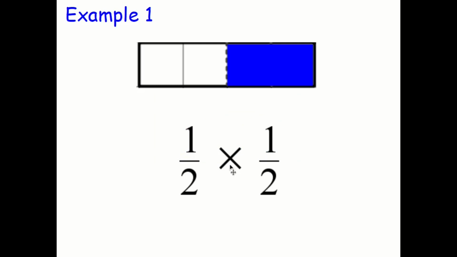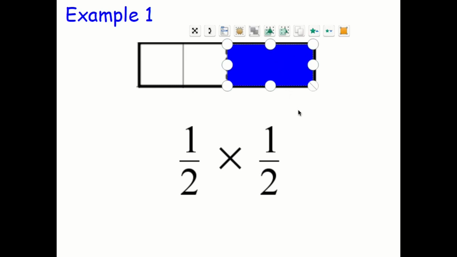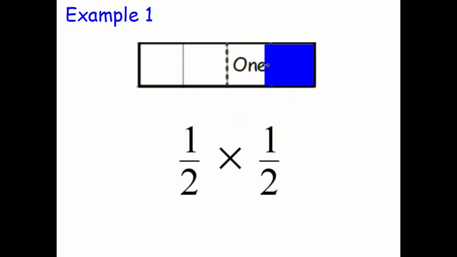So example 1 says 1/2 multiplied by 1/2. Another way of thinking about this is saying 1/2 of 1/2, because multiplication means of. So a half of a half. So you can see in the diagram up here, I have shaded in blue half of it. But what happens if I want a half of that half? So half is shaded in blue. What happens if I want half of that half? Well, I can just do this. I can halve it.